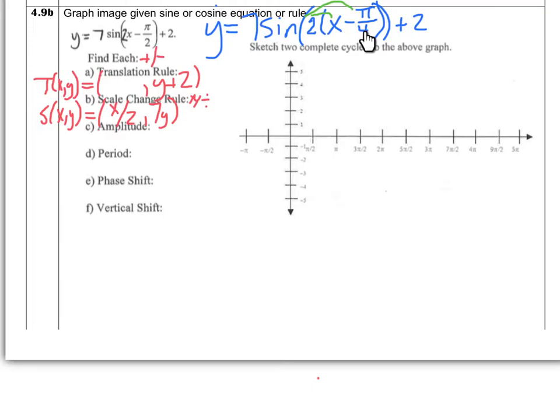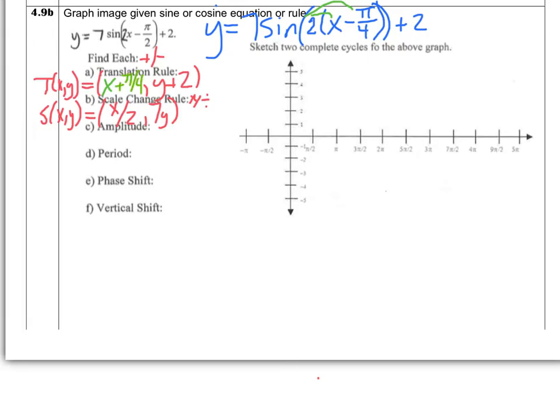So this is correct. Now when it comes to reading the x translation rule, you're going to go into the equation and look at what's happening just to the x. Again, we factored out the 2. And you always go backwards, so it's plus pi over 4.